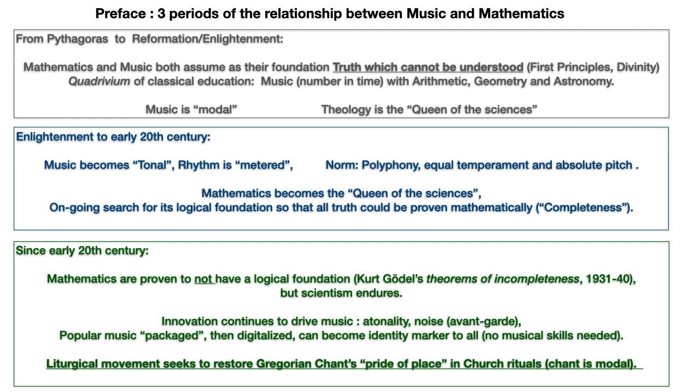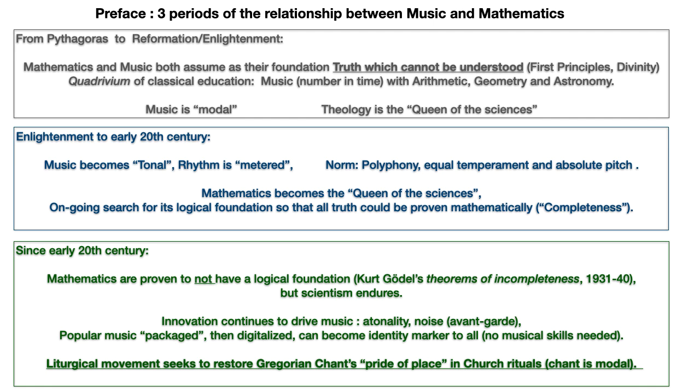First, when we talk about the relationship between mathematics and music, we've got to understand there are three very different periods in history. The perception of mathematics as we understand it here in the 21st century was quite different originally. In ancient Greece and up to the Reformation and the Enlightenment, mathematics and music both assumed as their foundation truth that could not be understood. Call it first principle, call it divinity, but it was quite accepted that not everything could be understood.